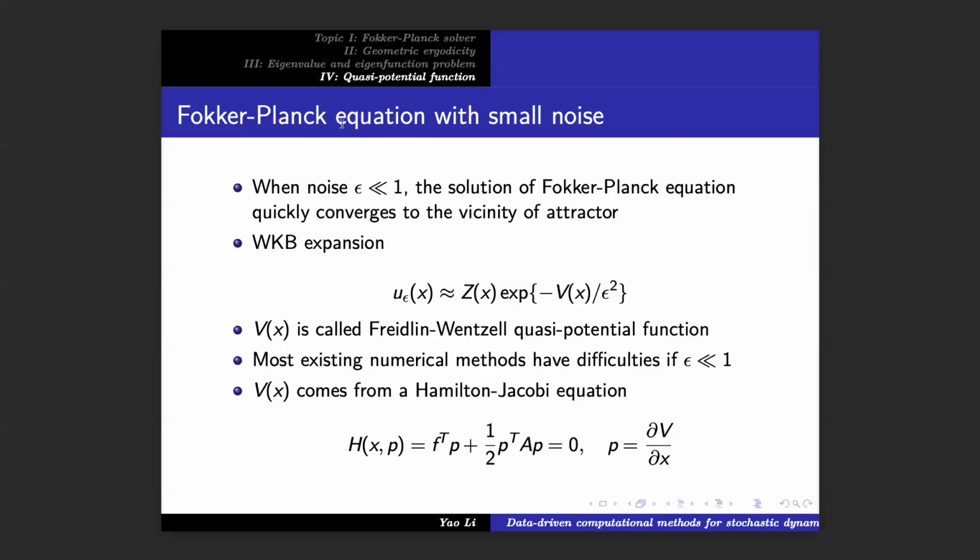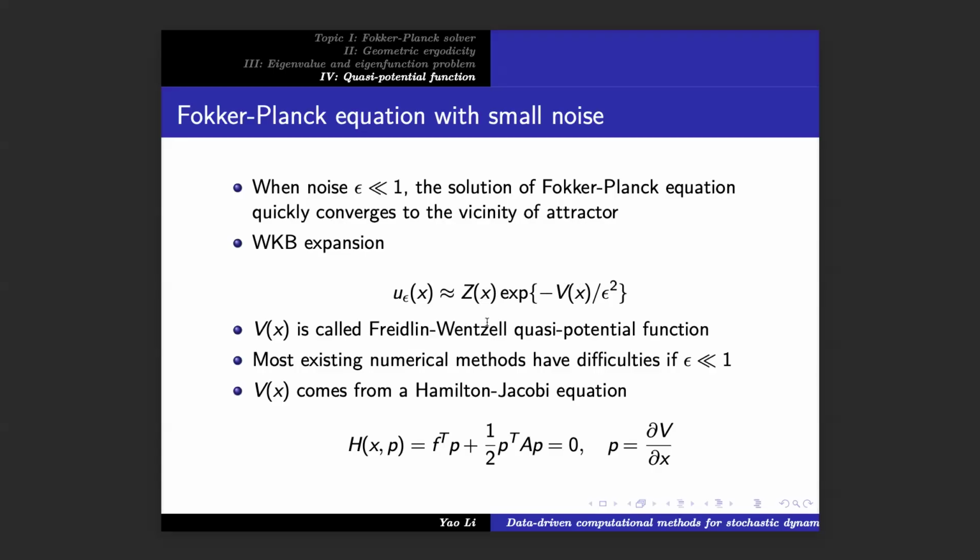So the approach we take is called the WKB expansion. So what is WKB expansion? WKB expansion says that we have strong concentration, so we want to say that this steady state should be approximately some prefactor function z times exponential of minus v over epsilon squared. This v is called the Freidlin-Wentzell quasi-potential function. Why? Because this is actually coming from the large deviation theory. So it's some large deviation rate function, and there is a variational principle to represent it.